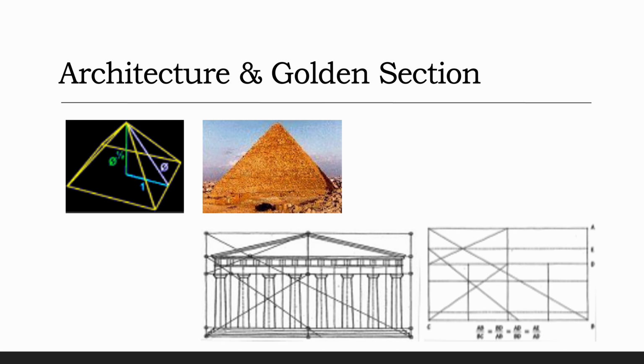Architecture and the golden section. So here we have the hypotenuse of this tetrahedron, this pyramid, which is 1 to 1.618.